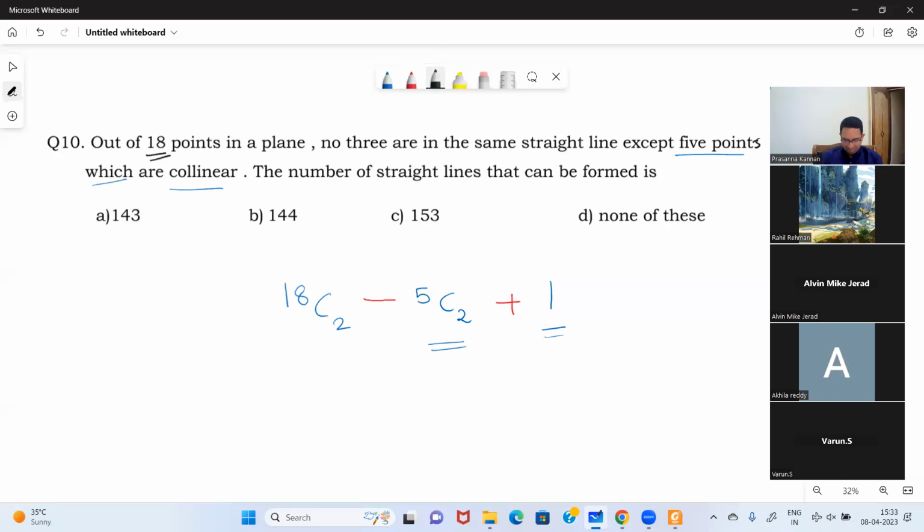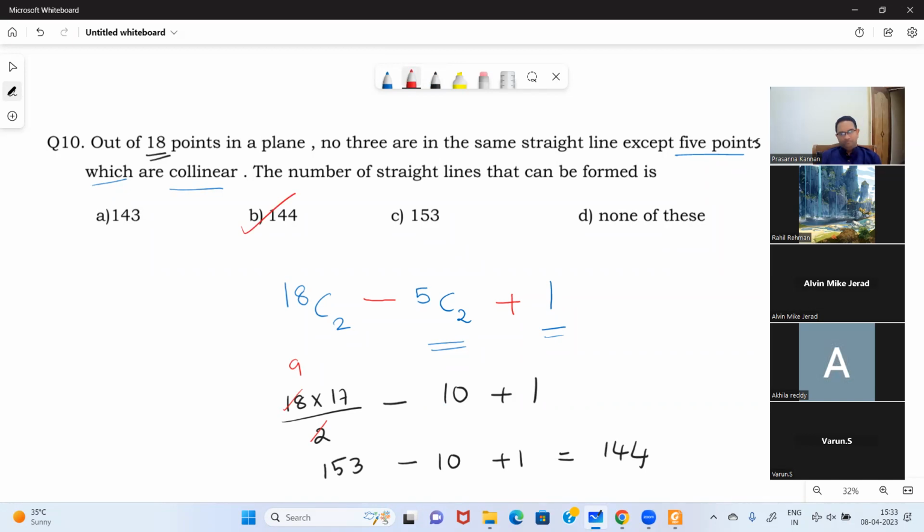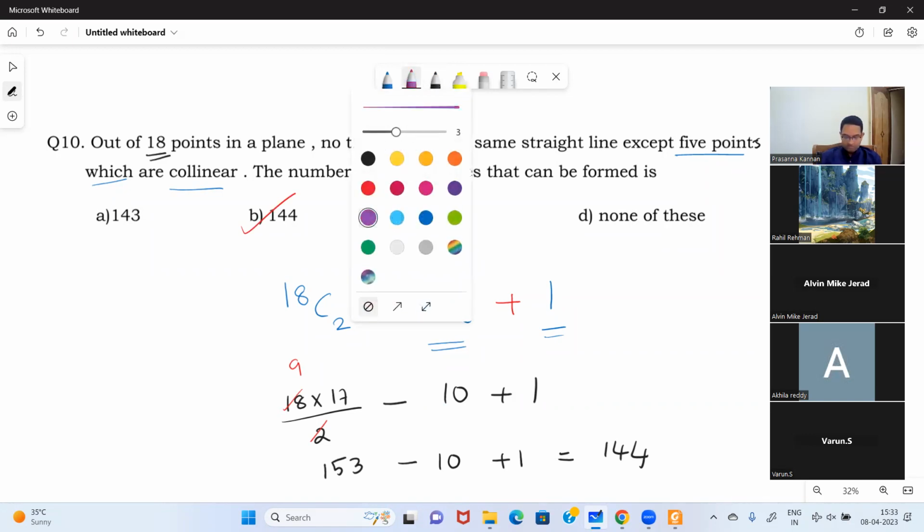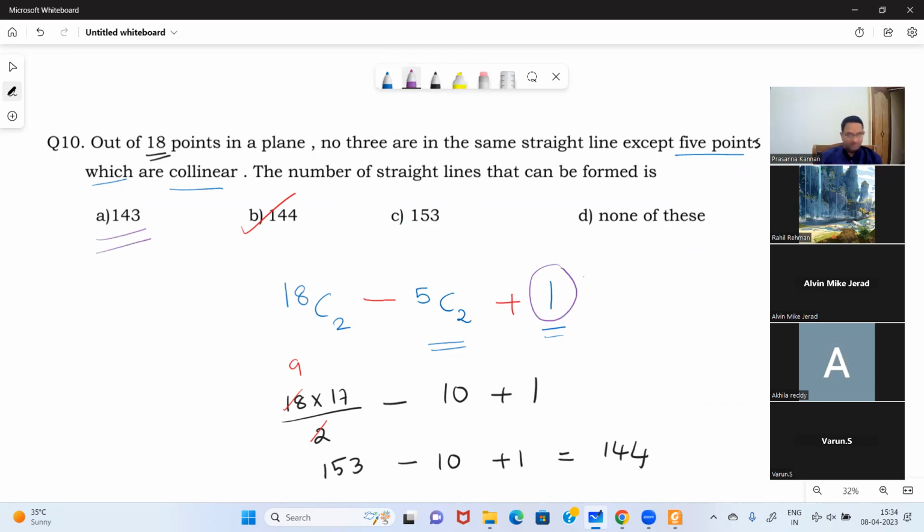Yes, sir. So now the calculation. What is 18C2? 18 into 17 by 2. What is 5C2? 10. What is this 1? So it is 9. 17 into 9 is 153. 153 minus 10 will be 143. 143 plus 1 will be 144. Right, 144 is the answer. If you missed adding that one, that answer is also there, correct? Yes, sir. So are you clear?